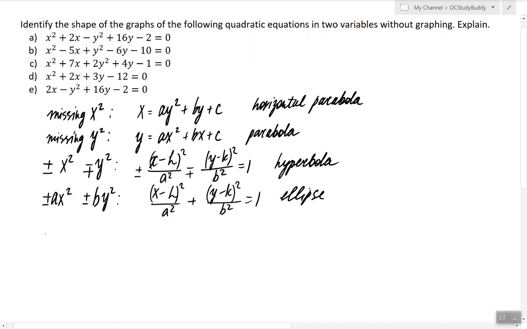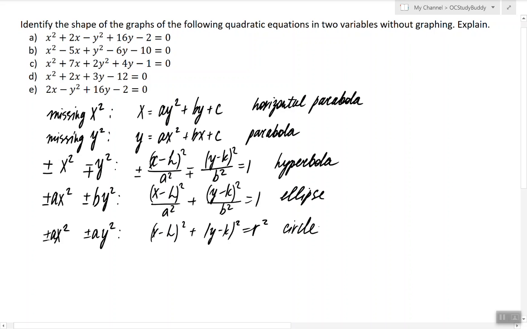And finally, when both coefficients are exactly the same, meaning if one is positive, the other one must be positive, because that's what the same means, then this equation can potentially be written in this form, which is the equation of a circle.